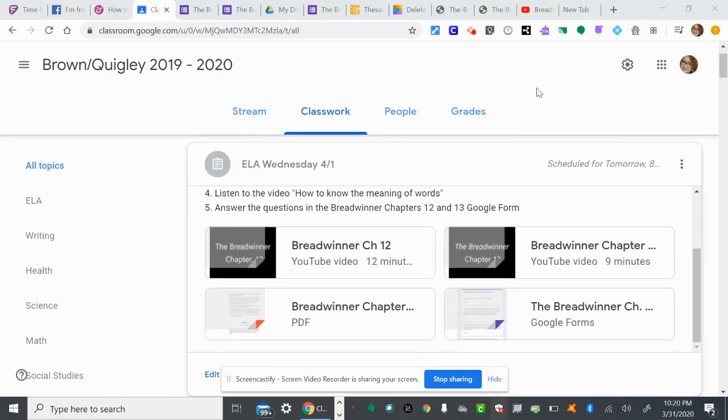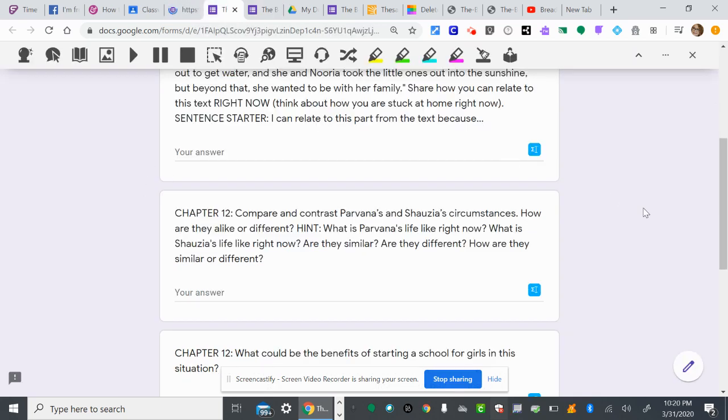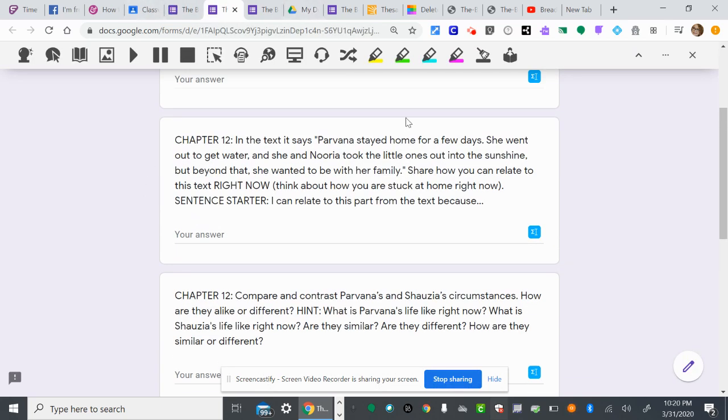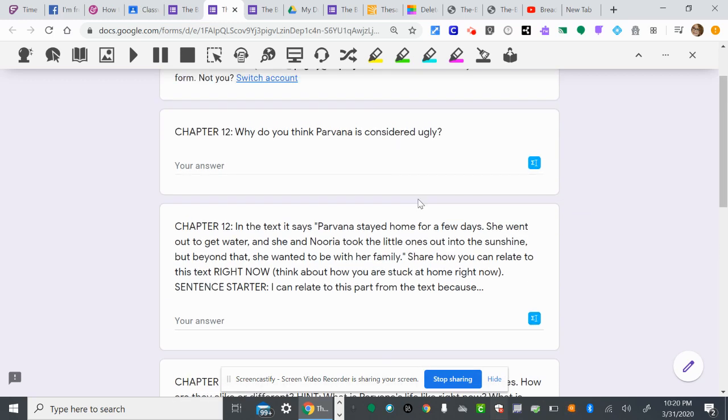Some of the language in your Google form might be a little bit challenging. So I'm going to open up the form and show you how you can use the Google Read and Write tool to give you definitions of the words that are a little bit hard to understand.